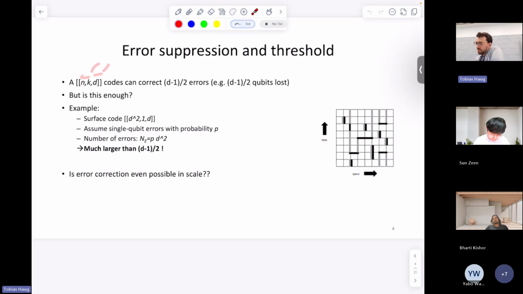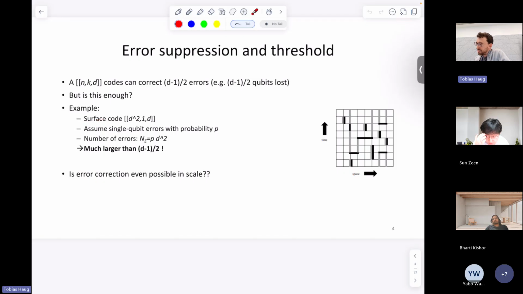A good example is, let's say, the surface code. The surface code has d square physical qubits, 1 logical, and distance d. We learned about this before. In particular, this is the rotated surface code. Now let's assume every physical qubit is subject to a single qubit error with probability p, which is a reasonable noise model. We just assume that every single qubit independently can experience some error with some probability p.